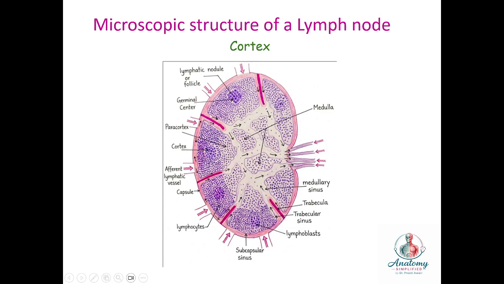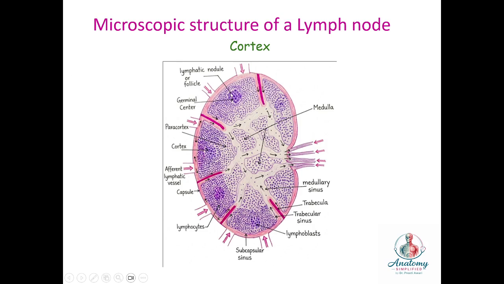Now, what is there in the cortex? The cortex is completely filled by groups of lymphocytes. Now, how can you make out lymphocytes? These blue dots represent the nuclei of lymphocytes. We can't differentiate whether it's a B lymphocyte or a T lymphocyte, but their nuclei are darkly stained, heterochromatic. So, basophilic stain is taken by the nuclei.